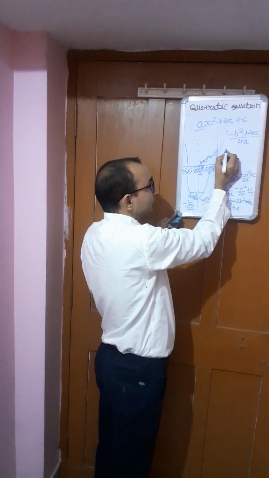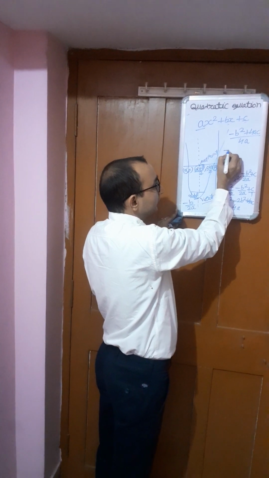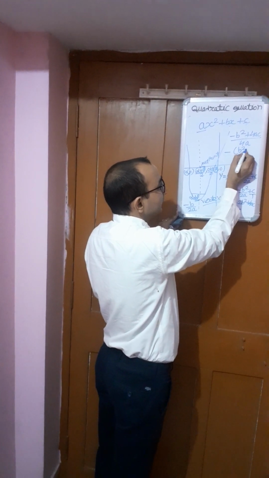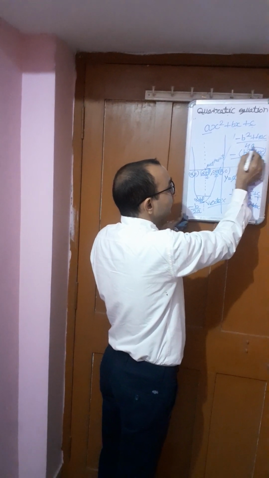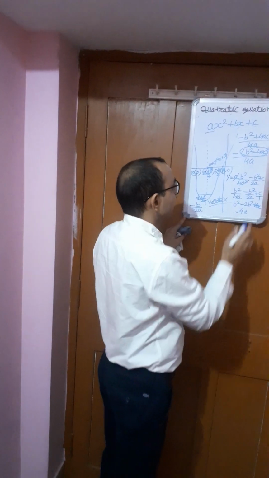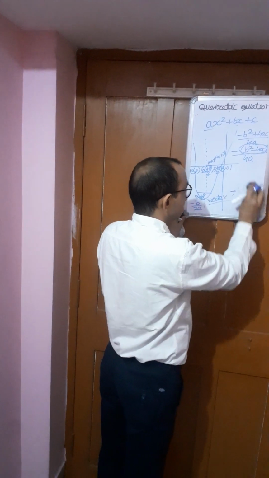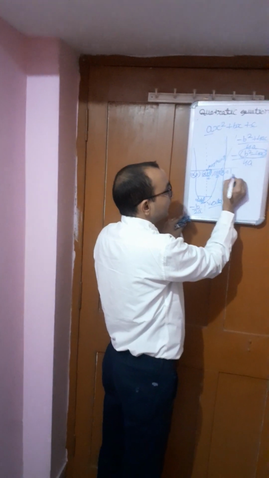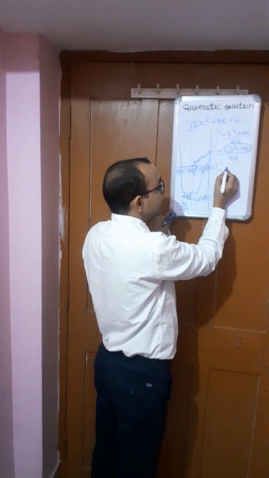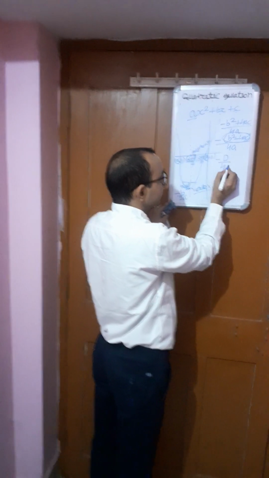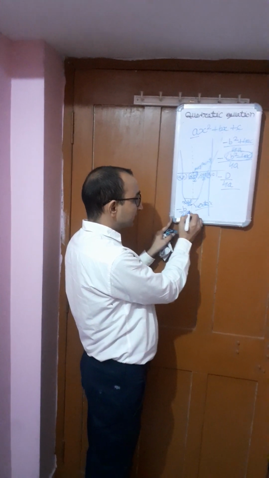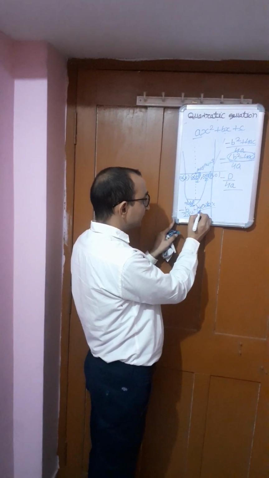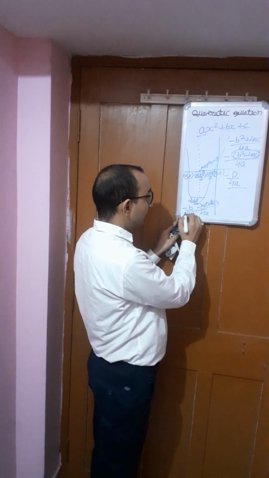Taking the minus sign as common, it becomes b square minus 4ac by 4a, and the value of b square minus 4ac is D. So minus D by 4a. So the vertex becomes, the value of x is minus b by 2a, and y is minus D by 4a. The vertex becomes minus b by 2a and minus D by 4a.